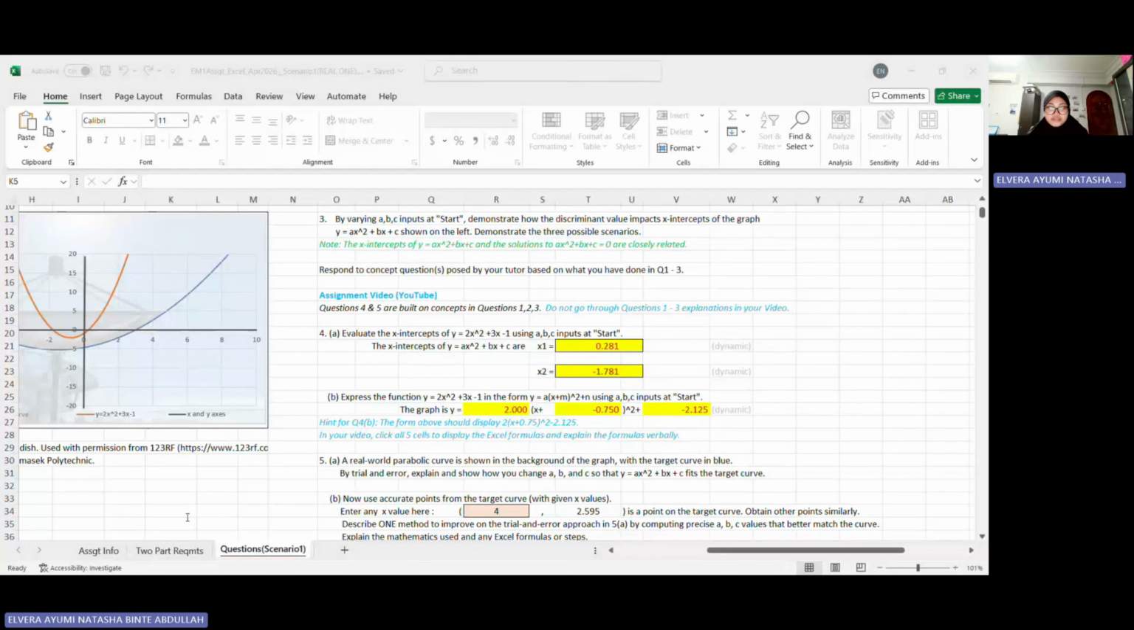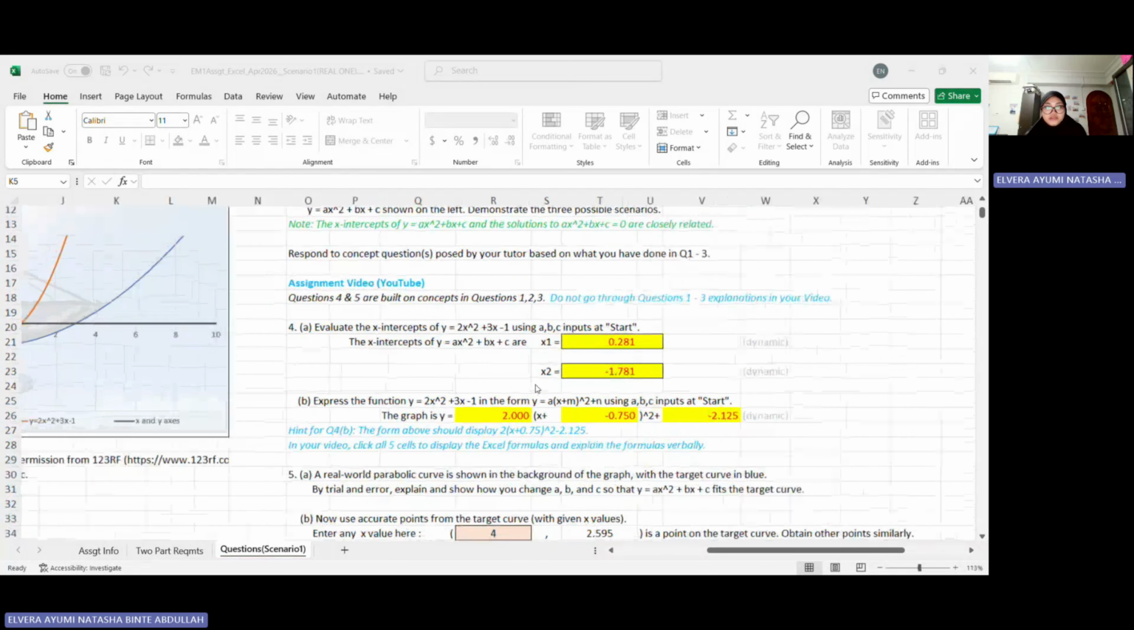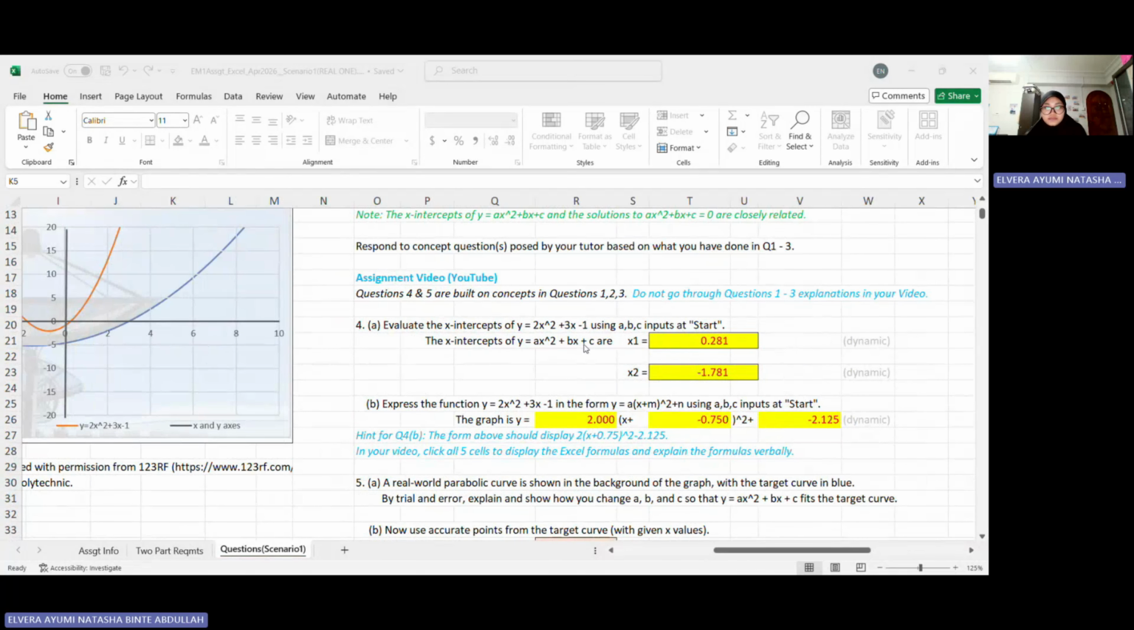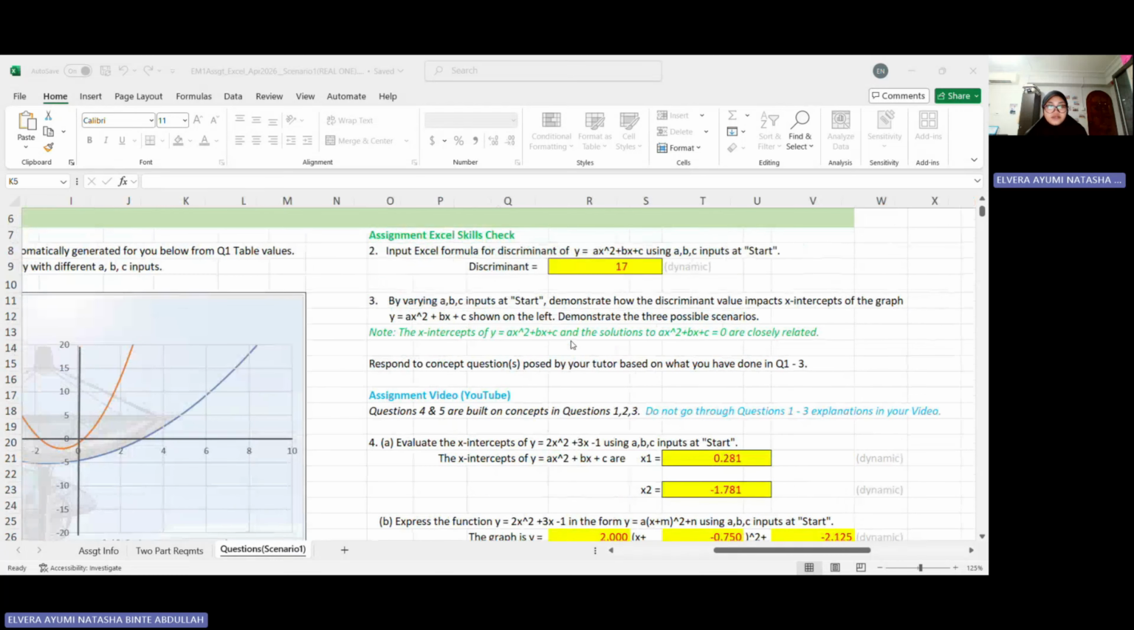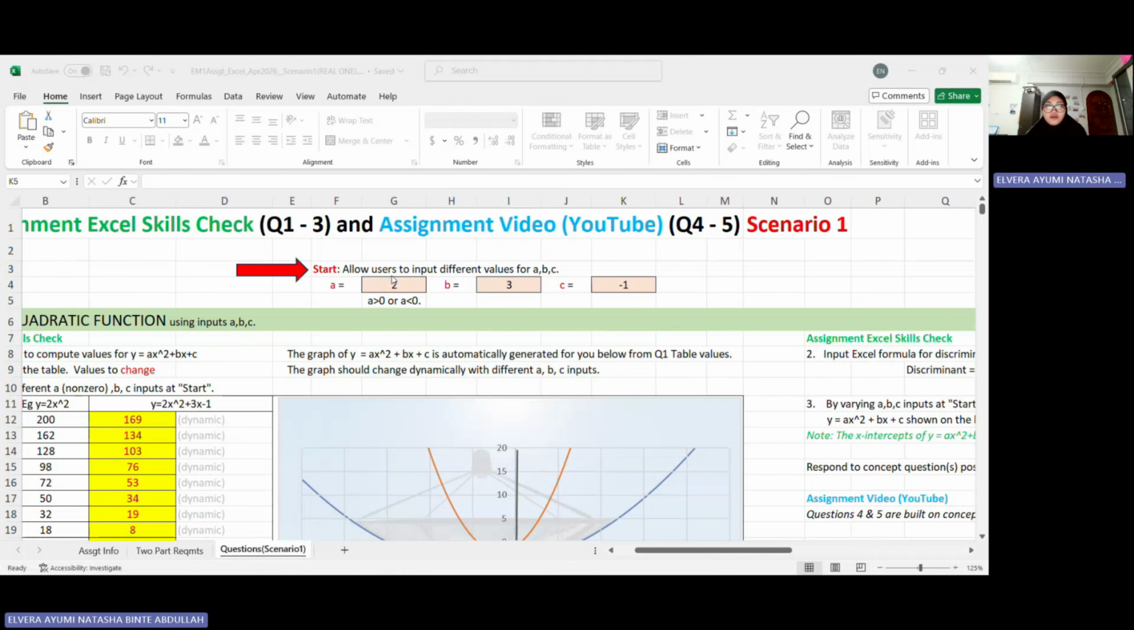Hi everyone, today I will be explaining how I completed questions 4 and 5 of the Excel assignment. The quadratic equation is in the form y = ax² + bx + c. A, B, and C are stored in the start cells G4, I4, and K4 respectively.